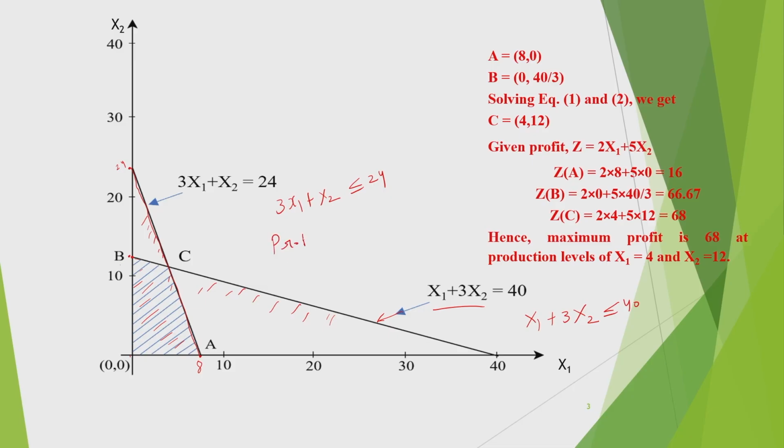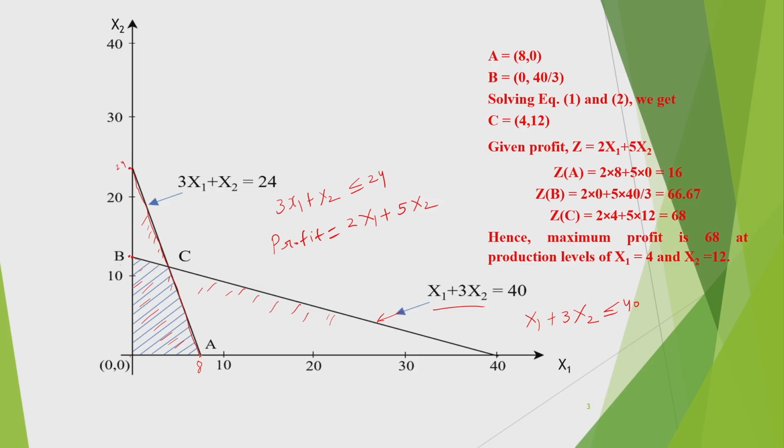Profit is 2x1 plus 5x2. So we can evaluate this profit at all the 4 points, and we can see which gives the maximum. Naturally at (0, 0), if we put x1 and x2 as 0, profit is 0. That means you are not doing any production. So that point is basically gone. You don't have to worry about that.